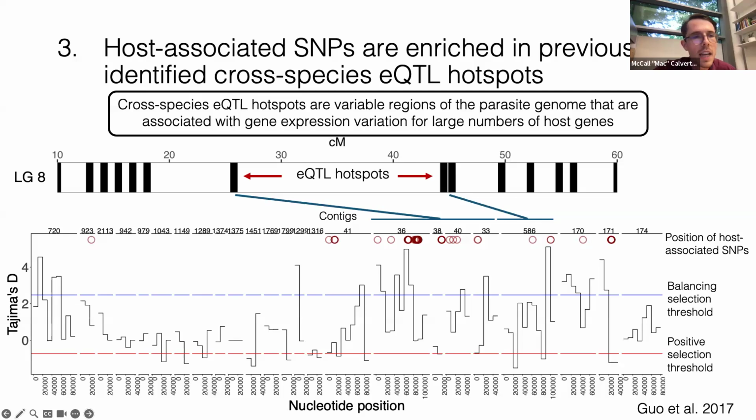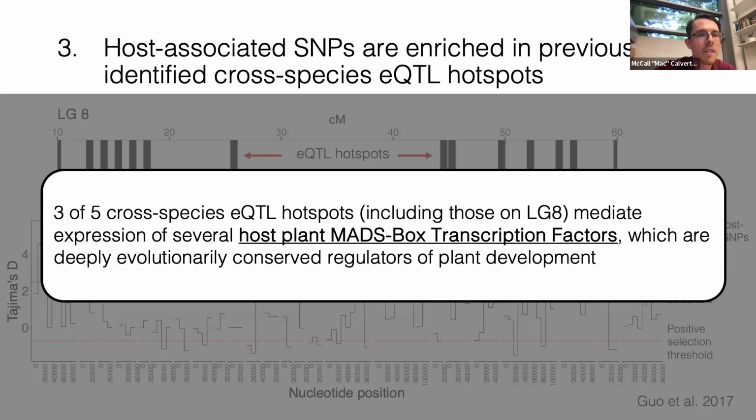And one final thing I'll just say is that 3 of the 5 cross-species eQTL hotspots, including those that I just showed you, mediate the expression of several host plants' MADS-box transcription factors, which are these deeply conserved regulators of plant development.